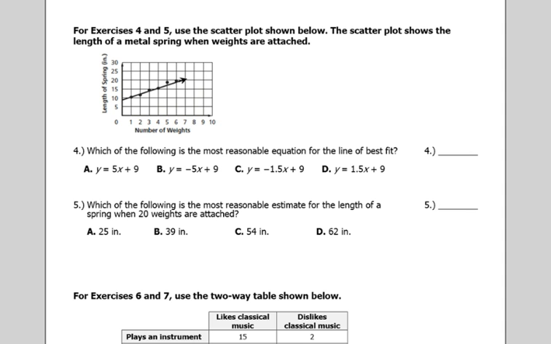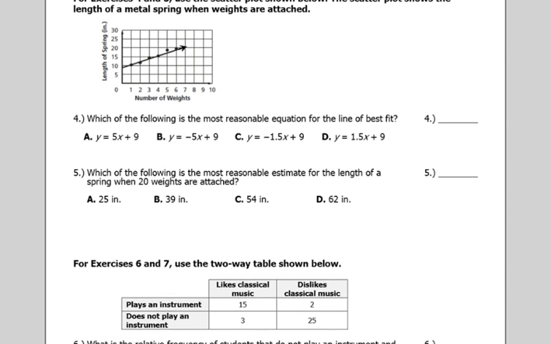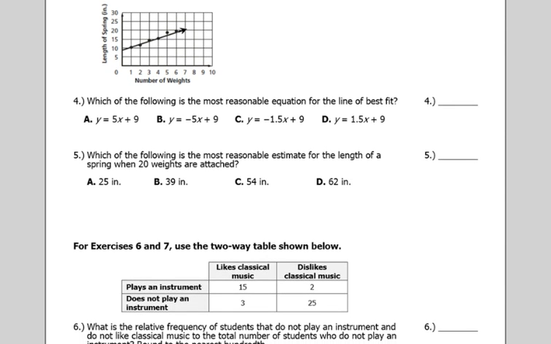Continuing on to the next page, question number 4. There's a scatter plot there. Which of the following would be an equation for the line of best fit? The first thing I look at is the y-intercept. The y-intercept is 9. They actually all have a y-intercept of 9, so that doesn't help me. The next thing I look at is the slope of the line. The slope is positive, so that means B is out because that's a negative slope, and C is out because that's a negative slope. And now I look at the slope for A and D.